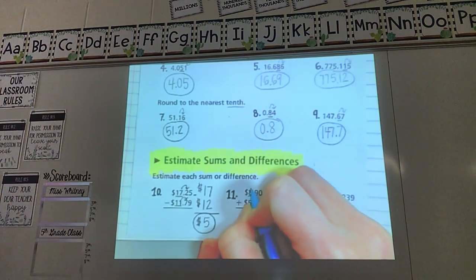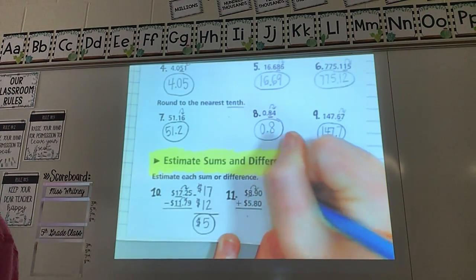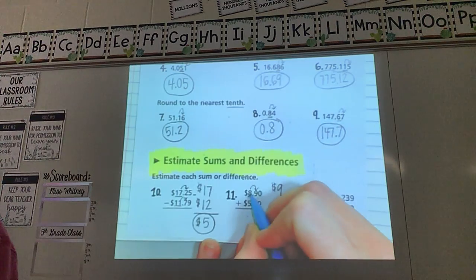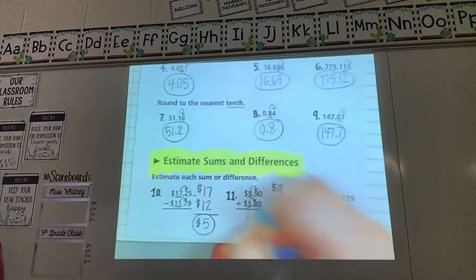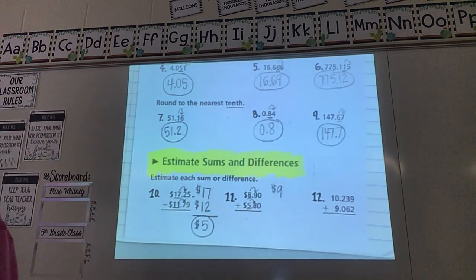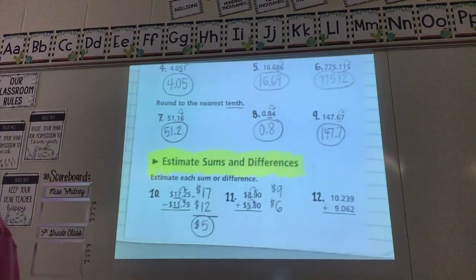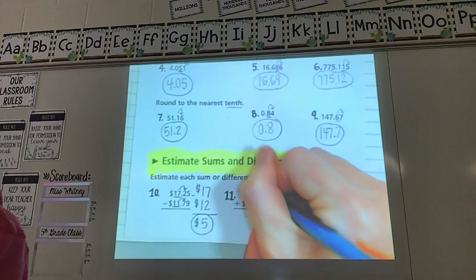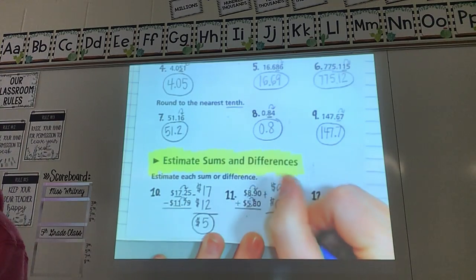All right, let's try number 11. Underlining my dollars, looking behind it to see what it needs to do. $8.90. Is that going to stay $8 or is it going to jump up to $9? It will jump up to $9 because this is a 9. That's big, so that jumps up. $5.80. Underline my dollars, look behind. What is my 5 going to do? Is it going to stay a 5 or jump up to a 6? It needs to jump up to a 6 because that's an 8 back there. What are they asking me to do with those two numbers that I have estimated? Add. 9 plus 6 is 15. And I want to make sure I get that dollar sign because that's my label.